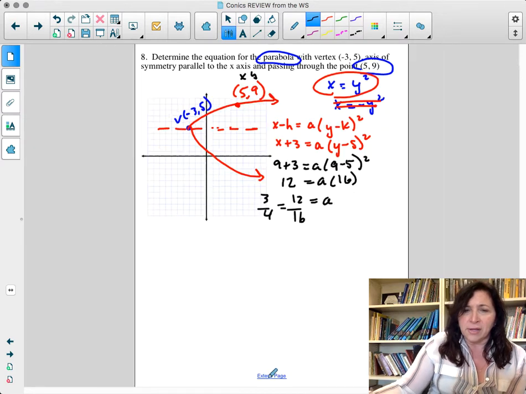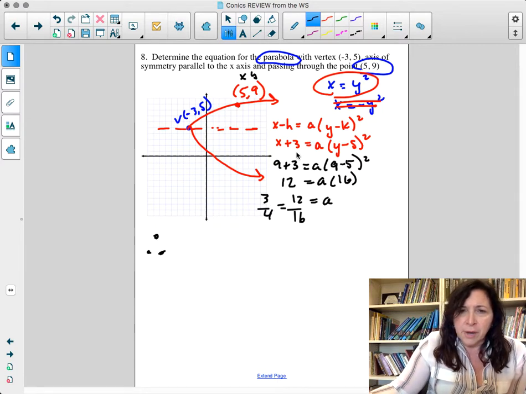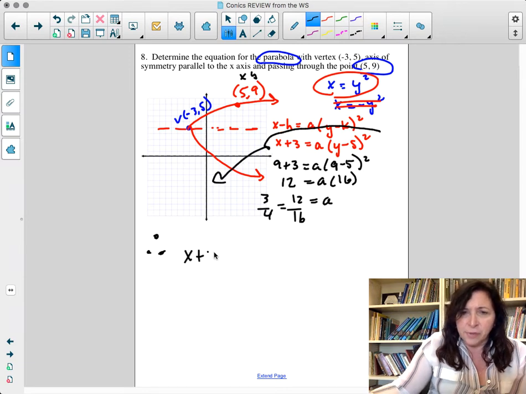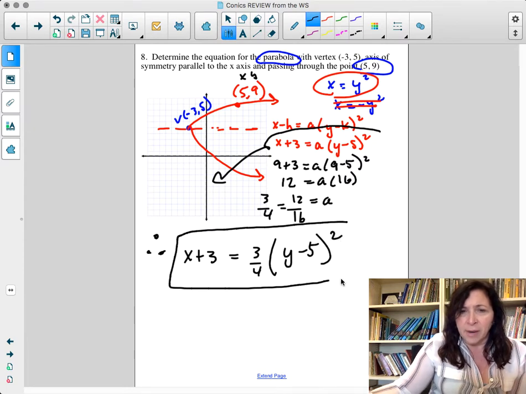So my final equation, therefore, where's my equation? Here it is right here. And I'm going to rewrite this right here over here with the a. x plus 3 equals a, which is 3 over 4 times the quantity y minus 5 squared. And so this is the equation of my parabola.